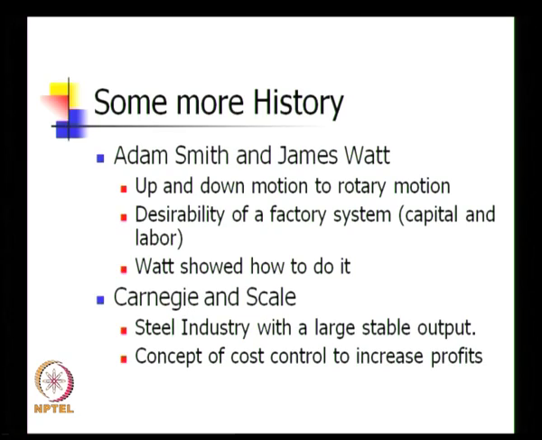The next advancement came in scale, which is the advancement in the steel industry in the US, where the emphasis was on a large stable output, which meant volume production, and the concept of cost control to increase profits. If we go back to the previous slide where we spoke about the changing customer, we did speak about the requirement of high volume as well as less cost.